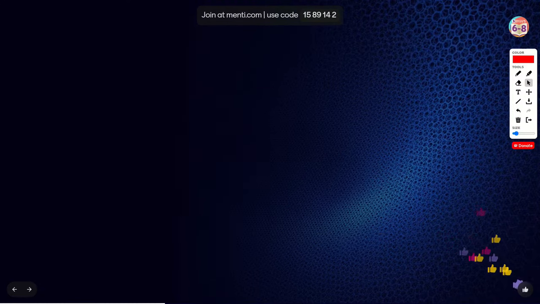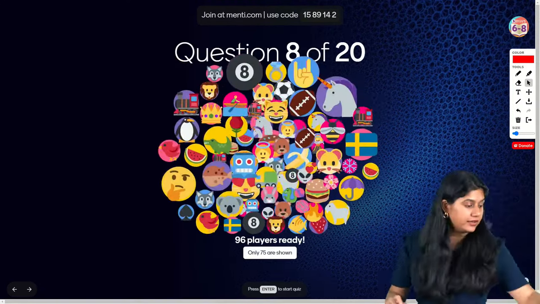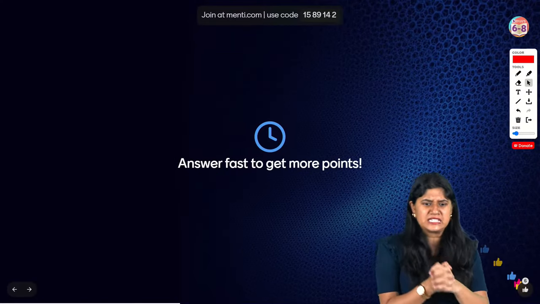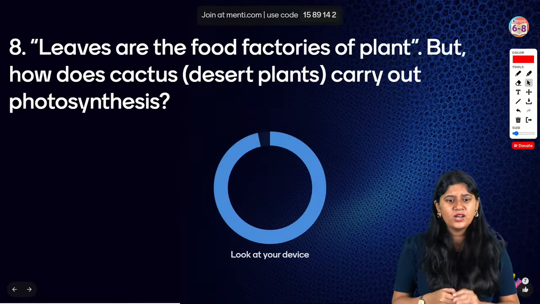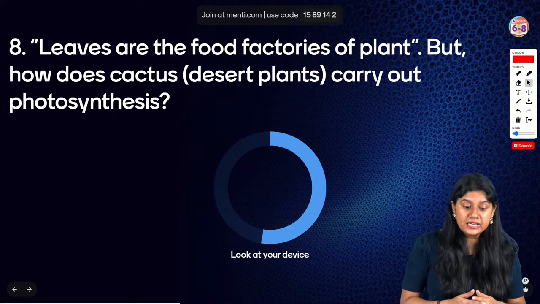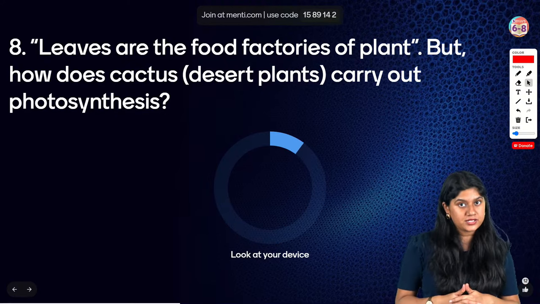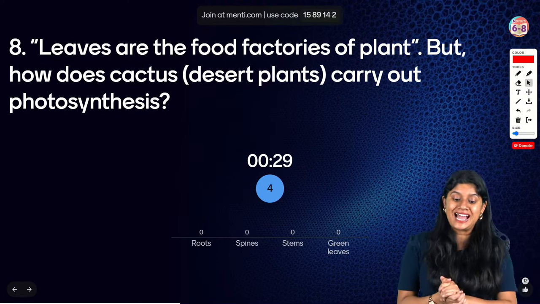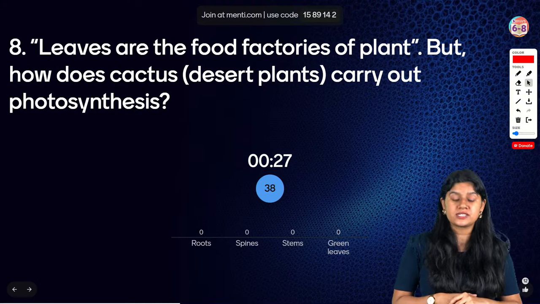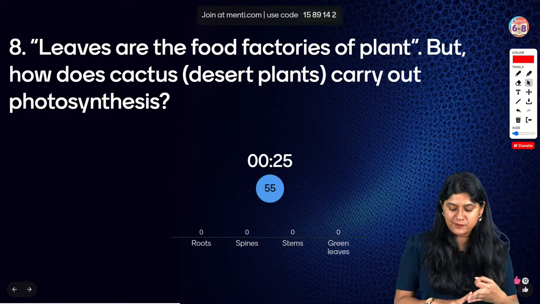Okay, next question everyone. Question number 8 on our screen. Hello Anushka, welcome to the class. Leaves are the food factories of a plant. But how does a cactus, a desert plant, carry out photosynthesis? By roots, spines, stems, or green leaves?